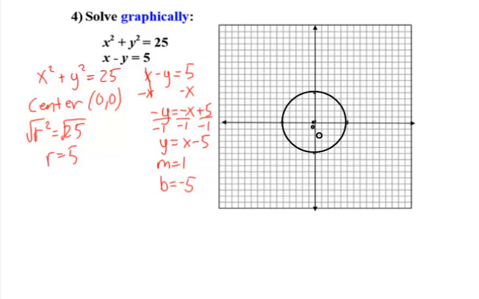Oh, hey, there's going to be a point of intersection. And a slope of 1, so we're going up 1 over 1. Hey, there we go. There's our other point. 2 points. Okay. Again, a little bit sloppy with my graph.